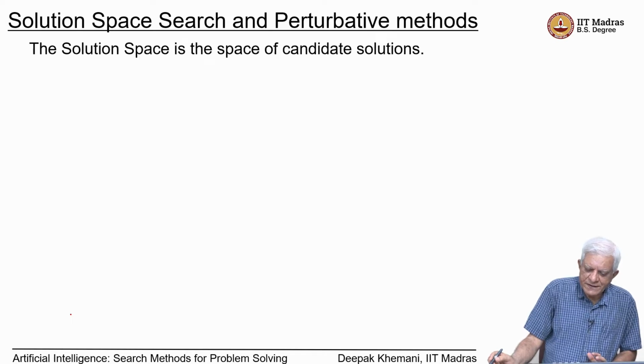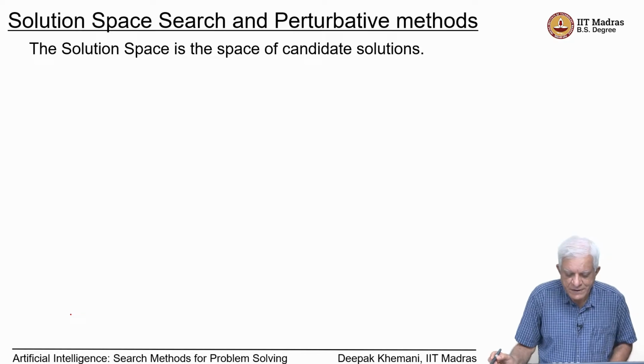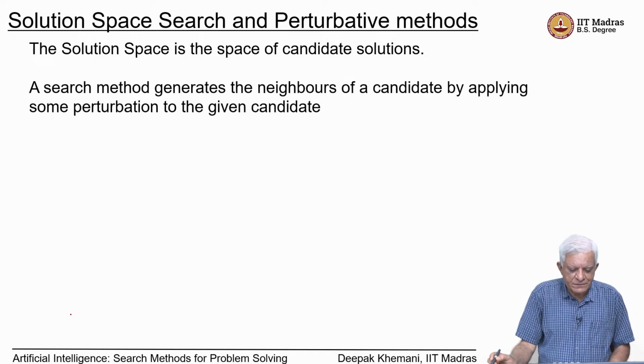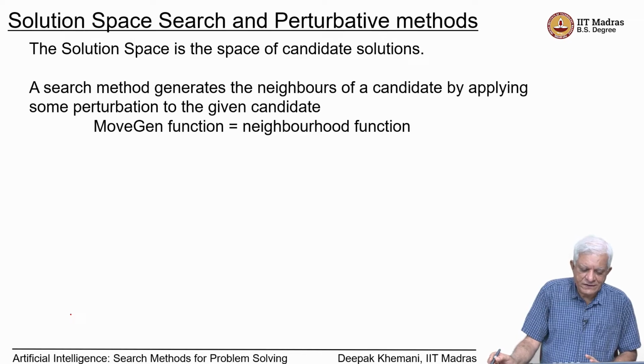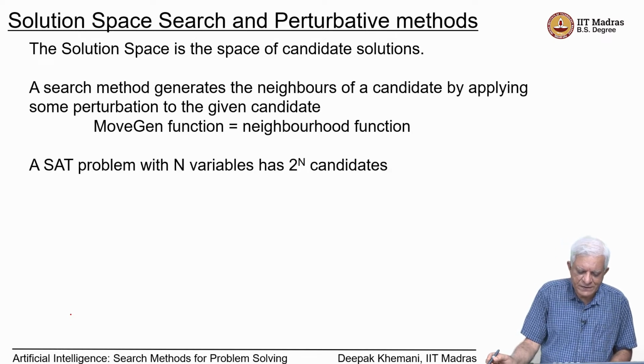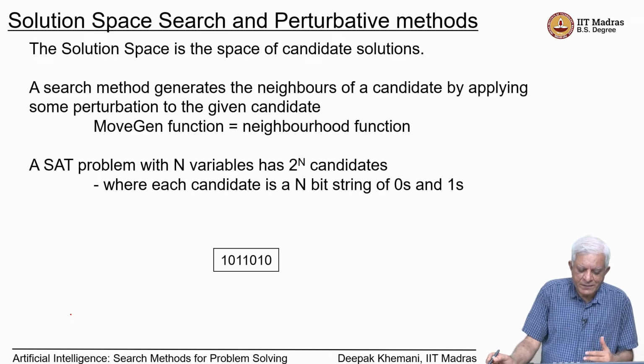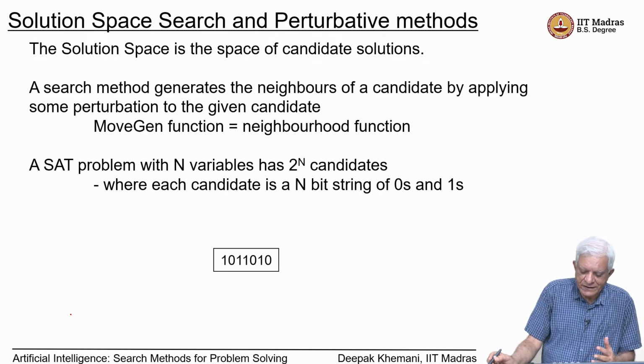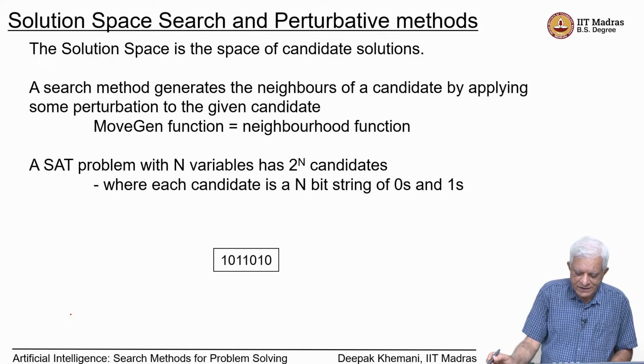So, let us see how solution space and search and perturbative methods can be combined. The solution space is a space of candidate solutions. A search method generates neighbors of a candidate by applying some perturbation to a given candidate. That is a move gen function, and in some communities we also call it a neighborhood function. A SAT problem with n variables has 2 raised to n candidates, because each variable can be either true or false, or 1 or 0. Each candidate is an n bit string.